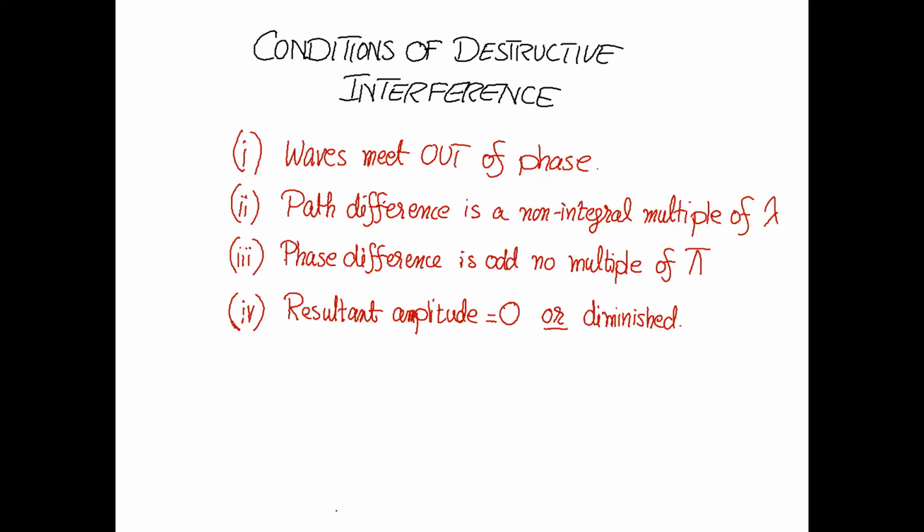Again, conditions for destructive interference: the waves meet out of phase. Path difference is a non-integral multiple of lambda. Phase difference is an odd multiple of pi, like 3 pi. Resultant amplitude is 0. Amplitude this time decreases.